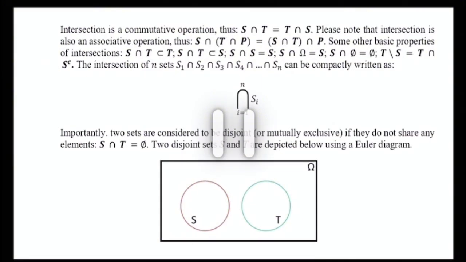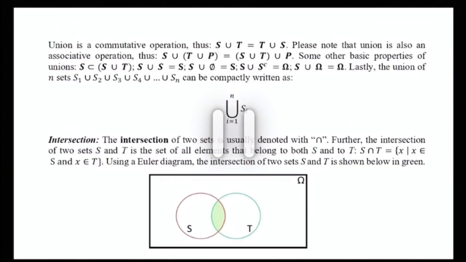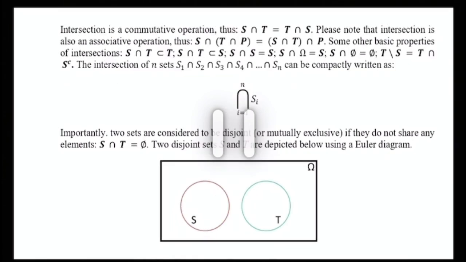We can also have a situation where S and T are disjoint. In this situation, there's no connection. Disjoint means they are mutually exclusive. It's either one occurs or the other occurs. So that's what you are saying. In this situation, the intersection is empty. The intersection is actually empty.